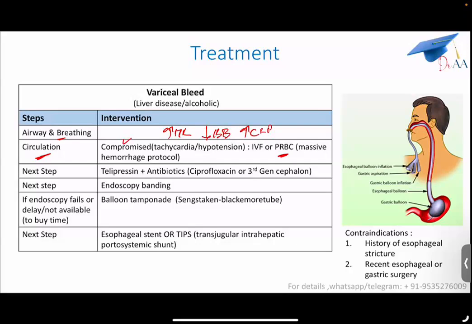If you don't have blood immediately available, or from an exam point of view, in the options, they have not mentioned the blood, then start with IV fluids. It's always a good habit to start massive hemorrhage protocol if the patient is hemodynamically unstable. Once you have started resuscitation, the next step is to give terlipressin. This we are talking about variceal bleed only. So terlipressin is known to reduce the morbidity and mortality in patients with variceal upper GI bleed.